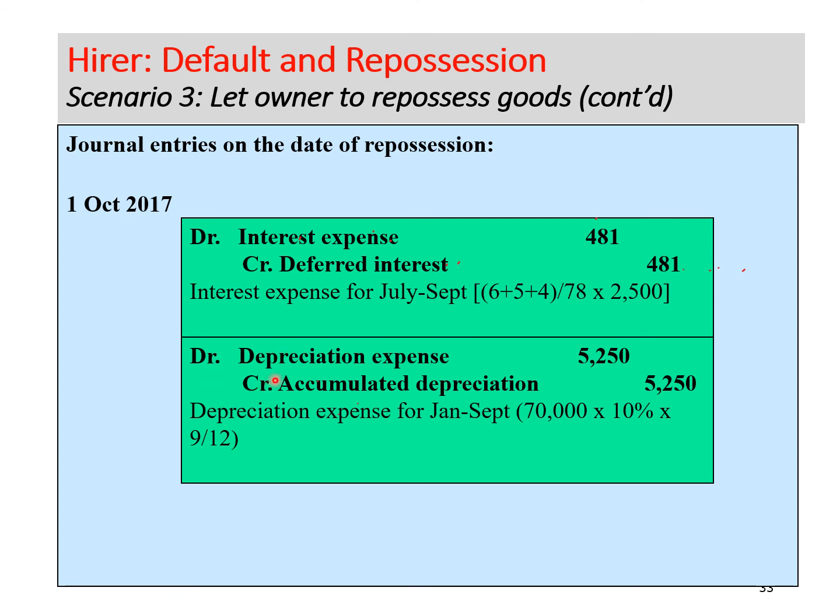Then you need to recognize the depreciation expense as well for the month of January until September. In order to get 5250, you take the cost price of the machines, which is 70,000, and the estimated useful life stated in the question is 10 years. So you take 70,000 divided by 10 years and then times 9 over 12. Why is it 9 over 12? Because from January until September you have to recognize the depreciation expense for the machines, so for 9 months you take 9 over 12. So your depreciation expense is 5250.